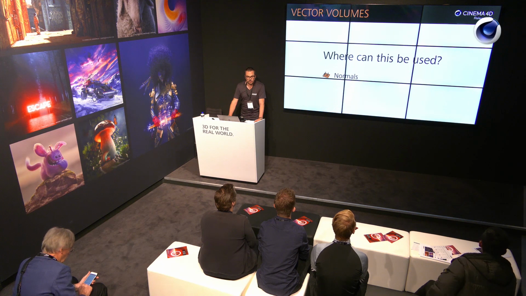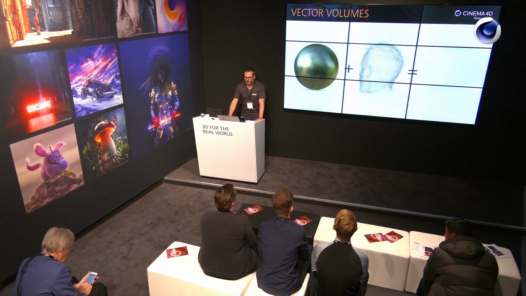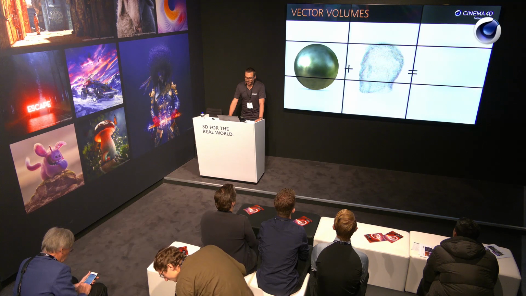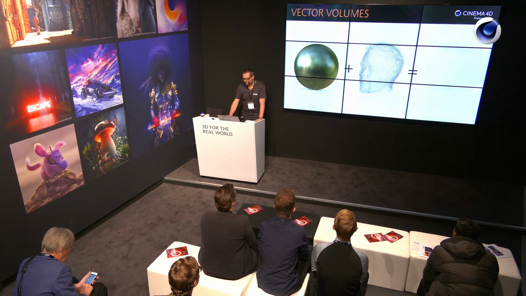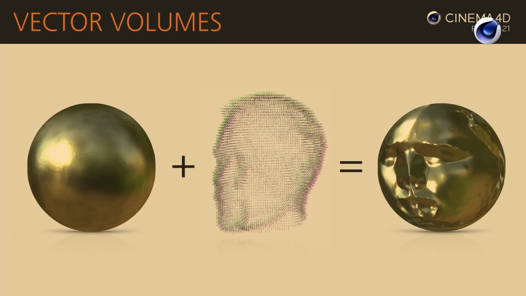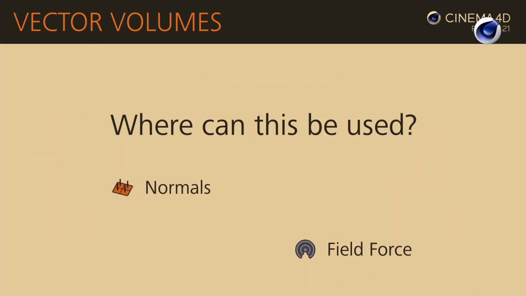Yeah, where can this be used? For example, you can use the vector information for normals. Look at this. We've got a sphere. We've got the head of my colleague, Jonas, scanned. And you see the vectors. And if you now put this vector information onto the sphere, you get this. And we have field force. I already talked about this. Field force is so incredible.